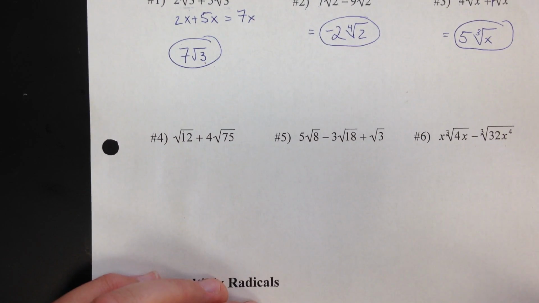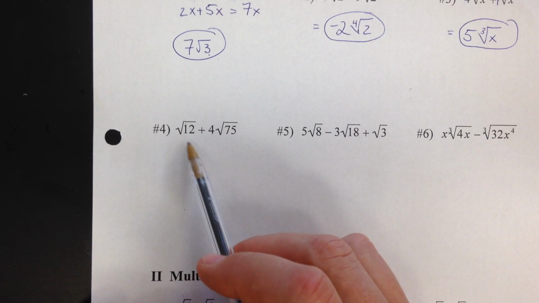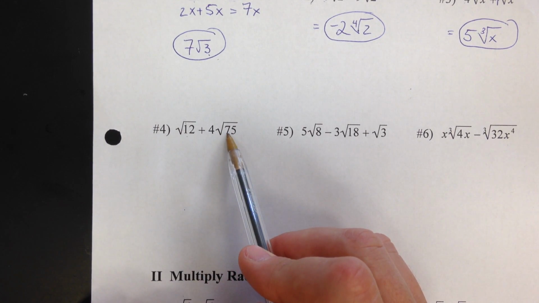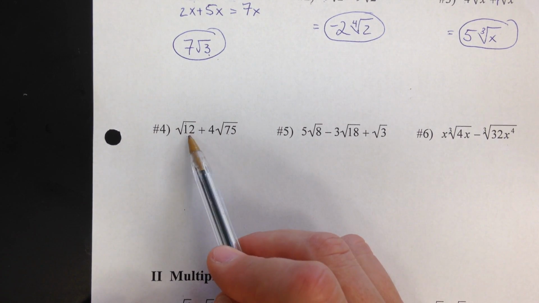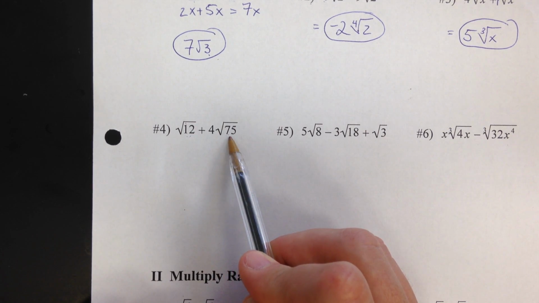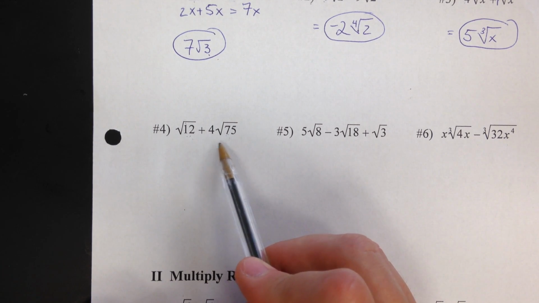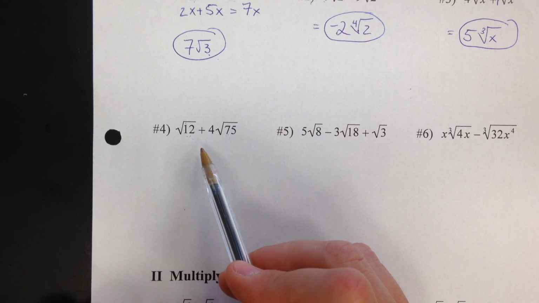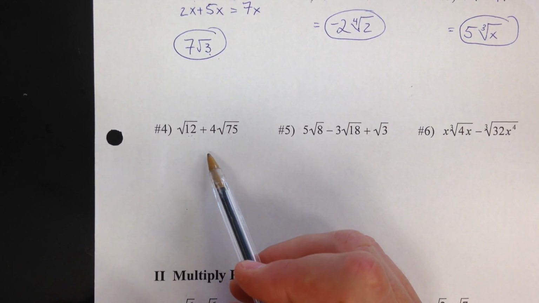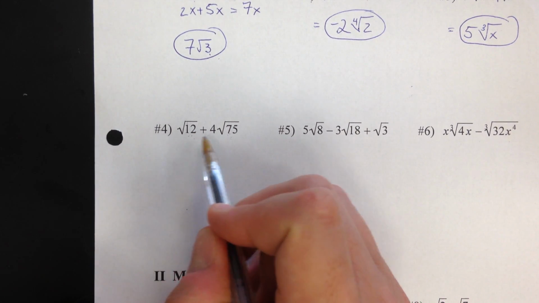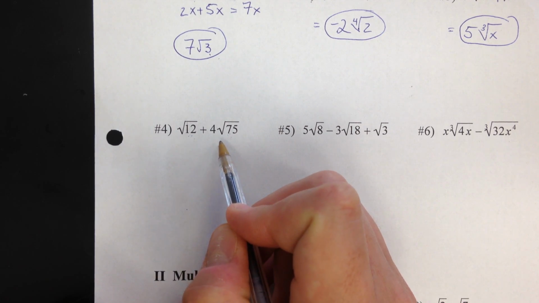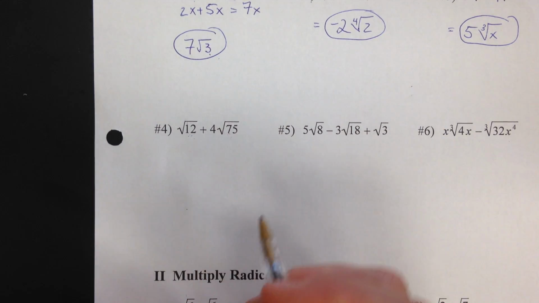Now number 4, it changes a little bit. The square root of 12 plus 4 times the square root of 75. This is not a good form. I cannot combine these because the square root of 12 is different from the square root of 75. I can only subtract and add these if it's the same square root number. But what we can do is break this down. We can simplify each square root and then see if that leads us somewhere.